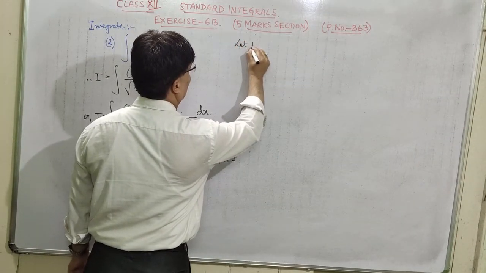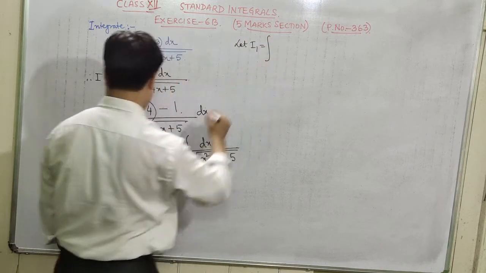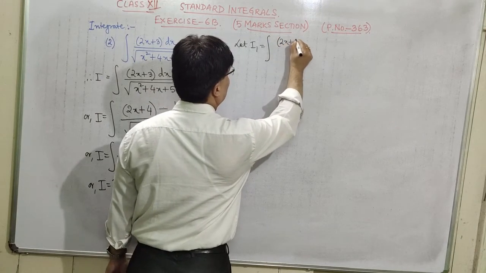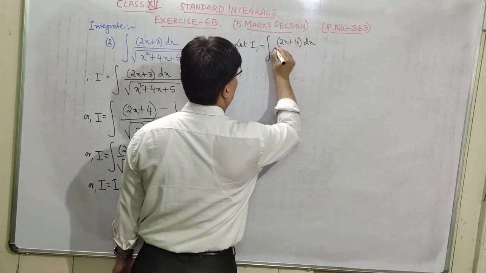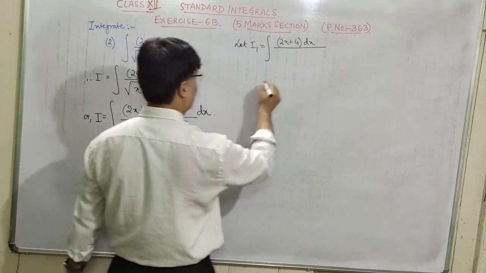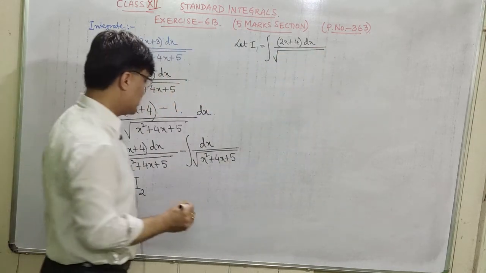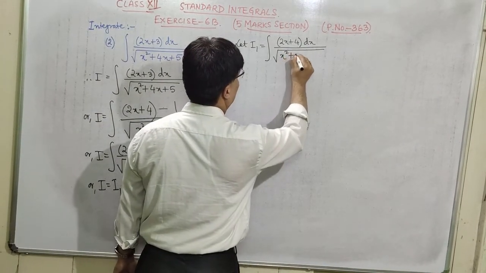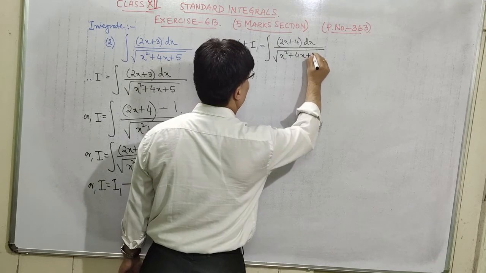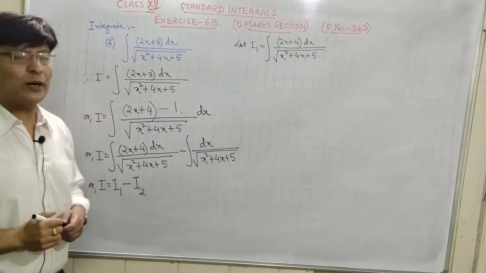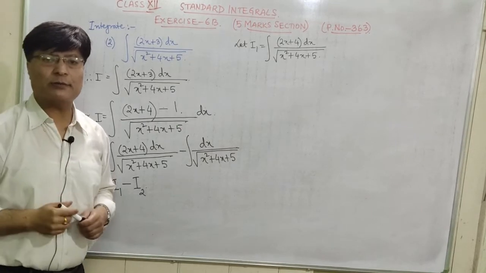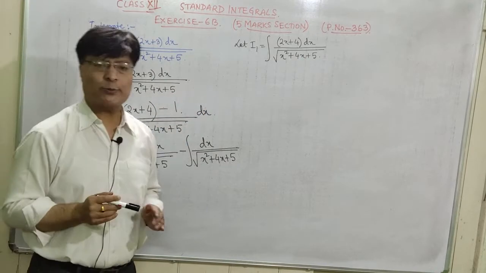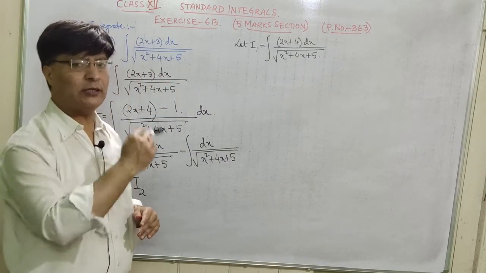Let I1 be equal to integration of (2x plus 4) dx divided by root over x square plus 4x plus 5. So this is x square plus 4x plus 5. Okay, so now what we will do here is the method of substitution, because the expression under the square root is x square plus 4x plus 5. If you differentiate it, we are getting the numerator.